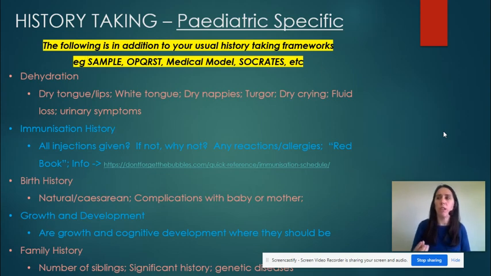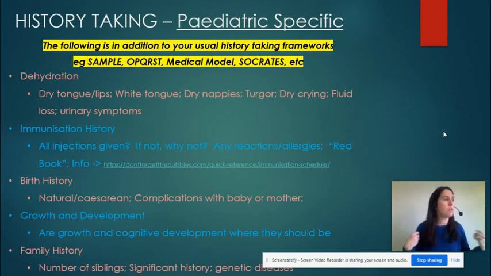Short history would be, okay, so tell me what happened and what were they doing when that happened. Right, let's do some ops. Full history, as you know, is a structured approach. So you have your mnemonics, which I've written there, all highlighted for you. They will tell you how to do a proper history.